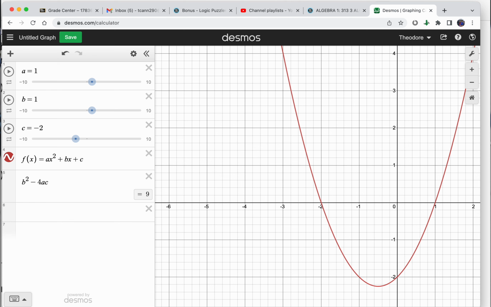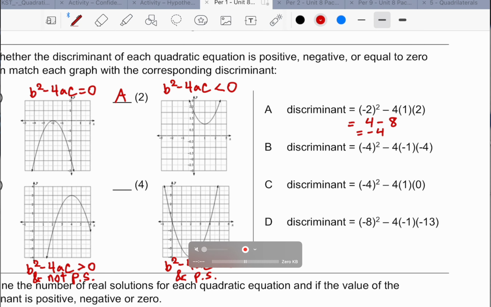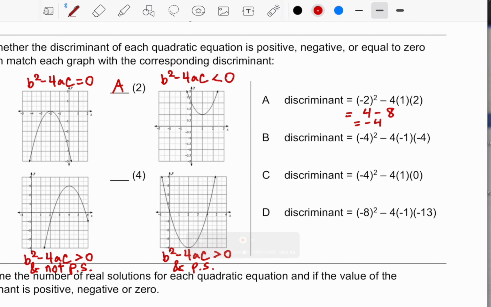So that's the idea behind it. You're able to determine the nature of the graph just by the function, or determine the nature of the equation based off of the graph. All right? Either way, it's good information.